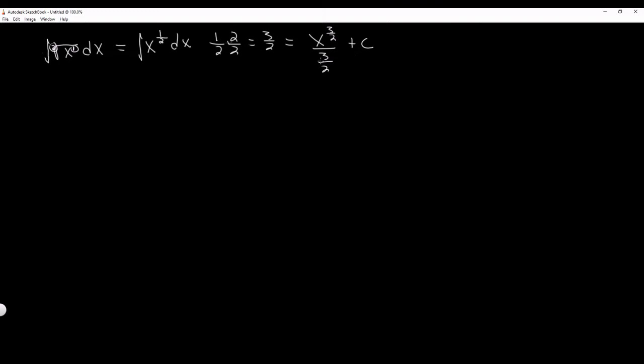But we're going to have to simplify this because we're dividing by a fraction and it just doesn't look well. We need to simplify it.